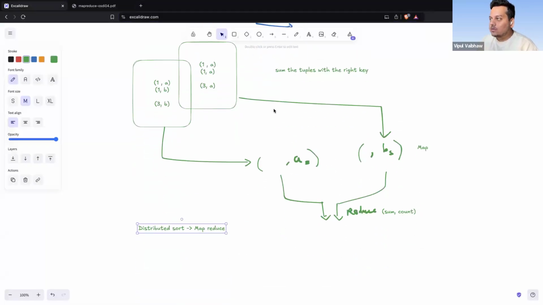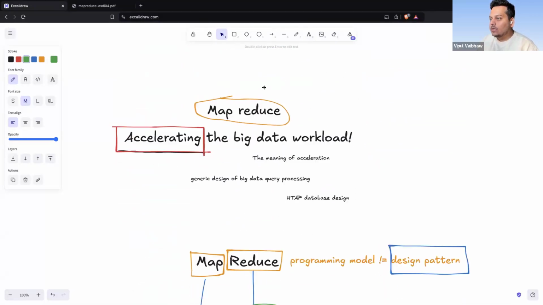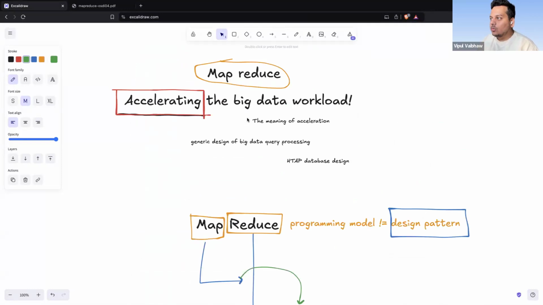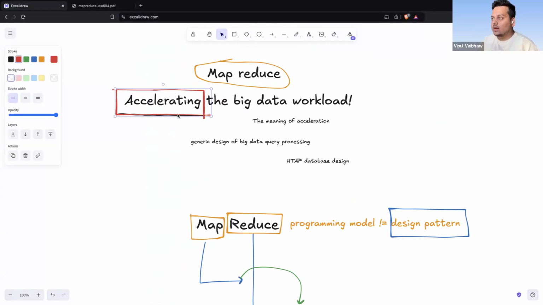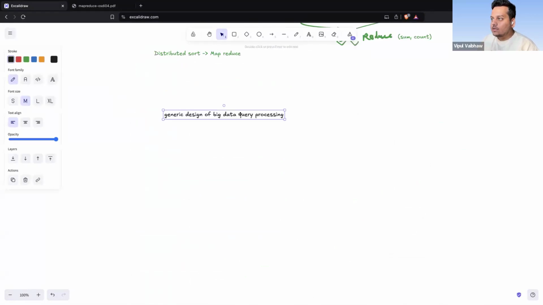So with that as a base, we now understand what MapReduce is. Now let's try to see a generic query processing engine, and from there we'll see how acceleration comes into the picture. So now we will try to understand this.